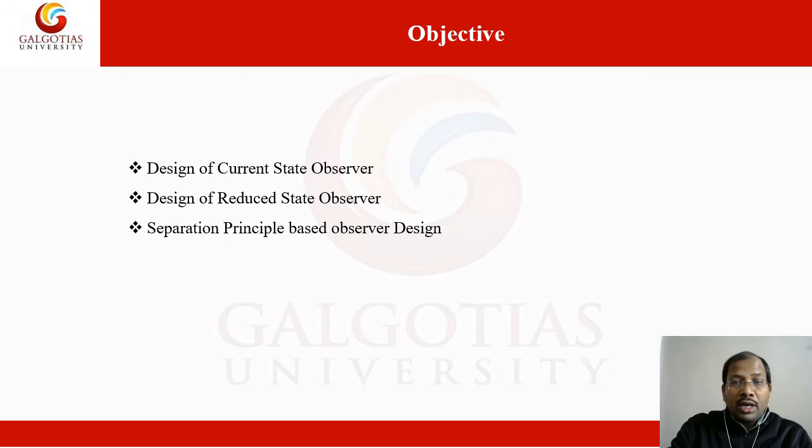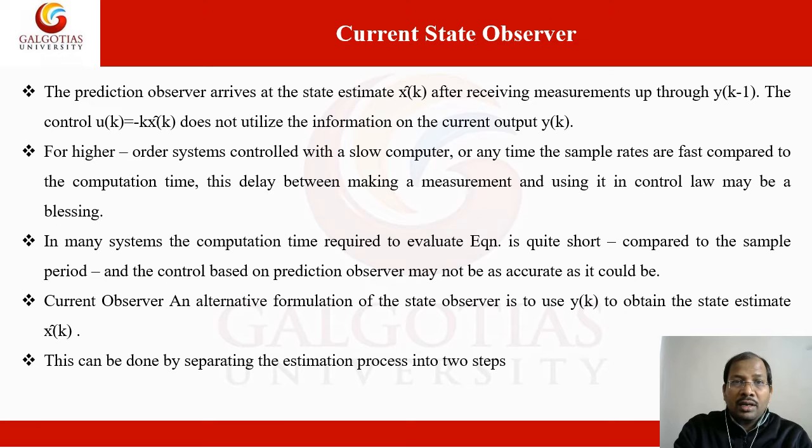As you know, there are different types of observers, which we classify based on the available measurements. One is the full state observer, second is the reduced state observer. The full state observer we already discussed in previous lectures. In these lectures we just focus on the current state observer and reduced state observer, and also discuss the separation principle based observer design. So first we are going to discuss the current state observer. Why is it called current?